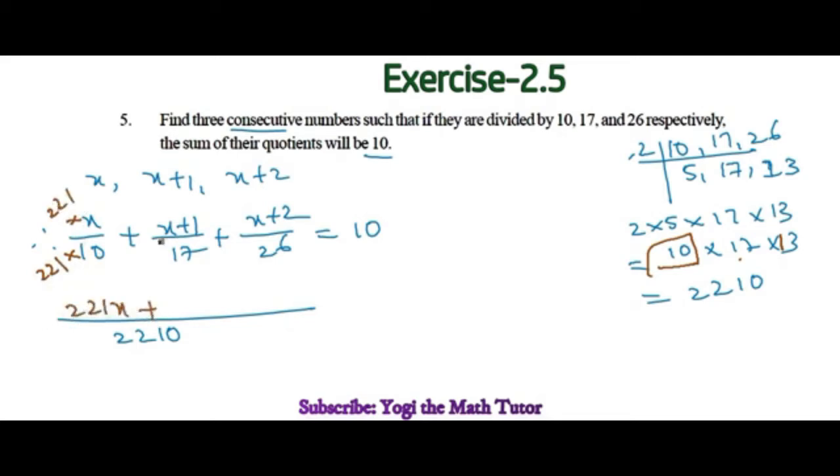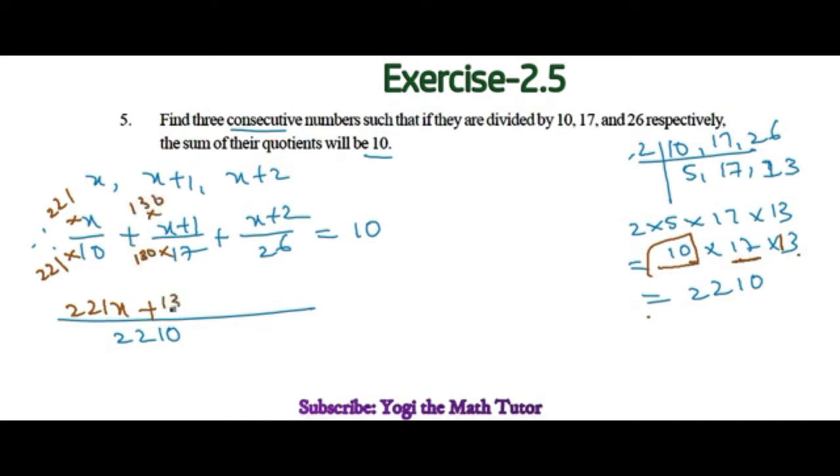Then you will get 221x plus. Here we have 17 there, so already 17 is there in the product on the right side. So you should multiply 10 into 13. So we require 130. So the numerator is multiplied with 130.